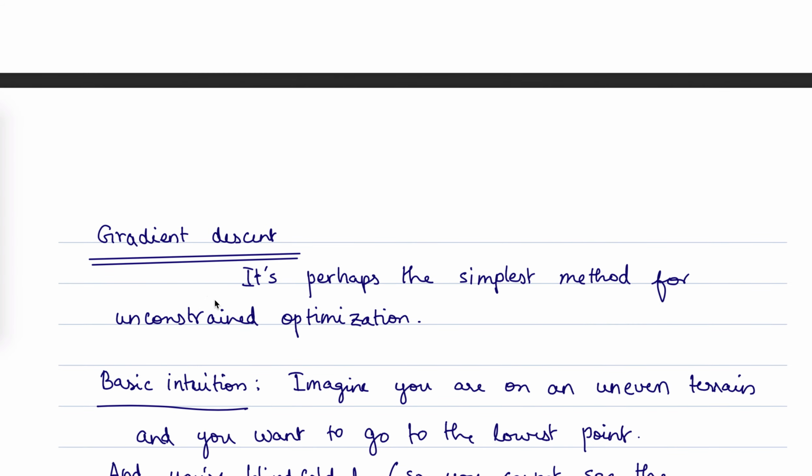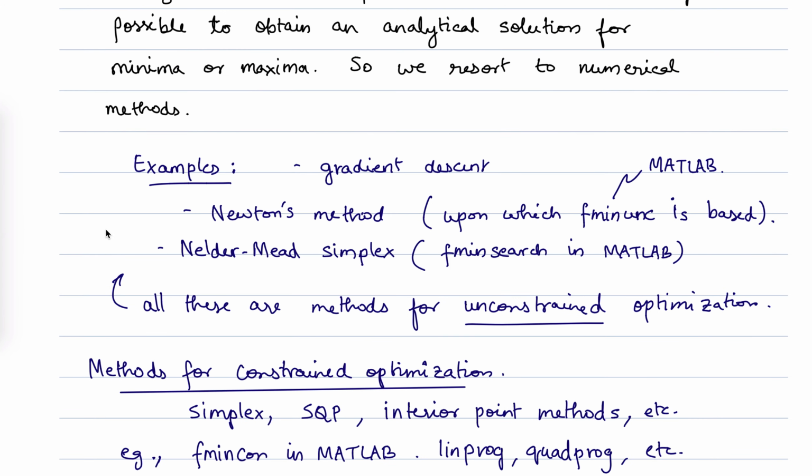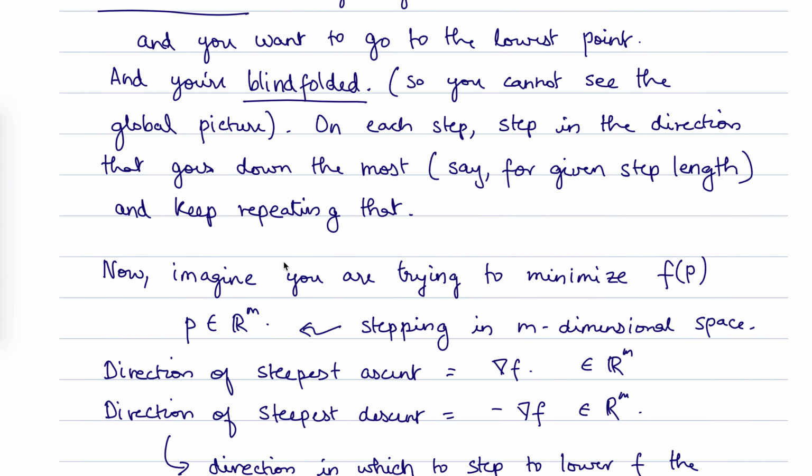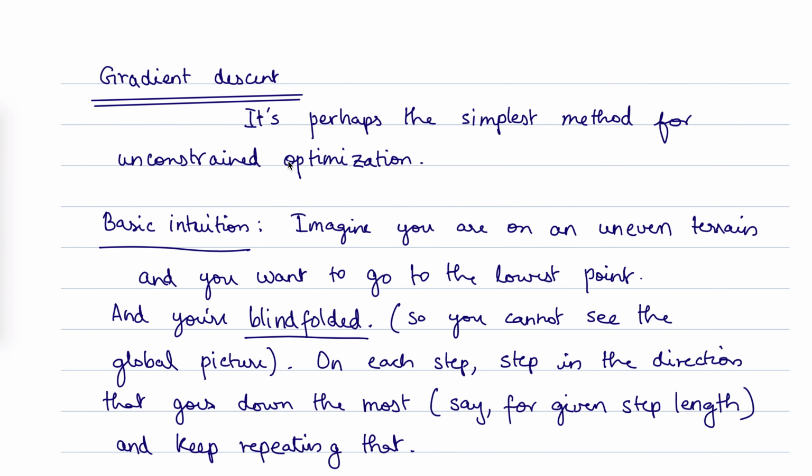The next topic is studying this most basic of optimization methods for unconstrained optimization, called gradient descent. Okay, so what is gradient descent? Like I said, it's the simplest method for unconstrained optimization. The basic intuition is as follows. I usually ask people to close your eyes and imagine that you're on an uneven terrain, kind of a mountainous terrain, and you want to go to the lowest possible point in that landscape, right?